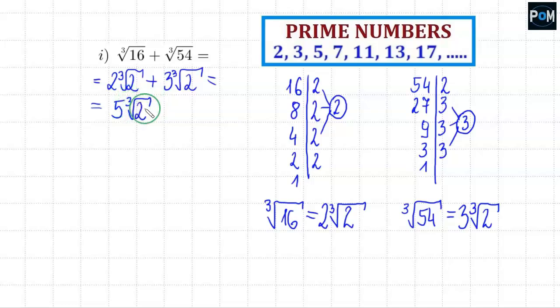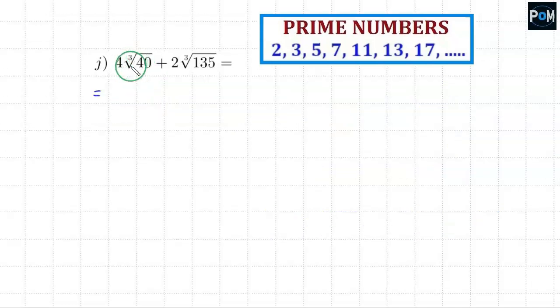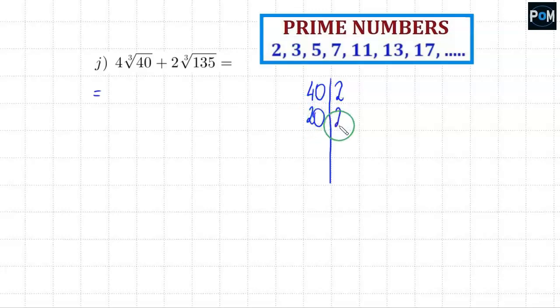Example I is finished. And example J, similarly, cube roots of numbers that we cannot find the cube root of. 40 cannot be rooted. So I factor it into prime factors. 40 is divisible by 2. That makes 20. 20 is also divisible by 2, so that makes 10. 10 divided by 2 is 5, and 5 is only divisible by 5, resulting in 1.